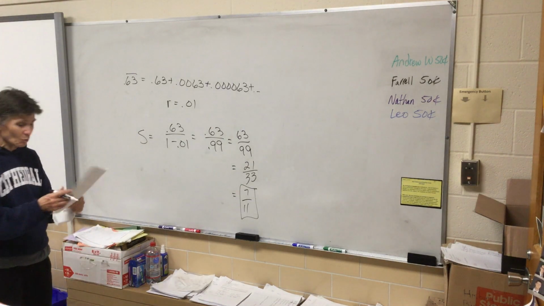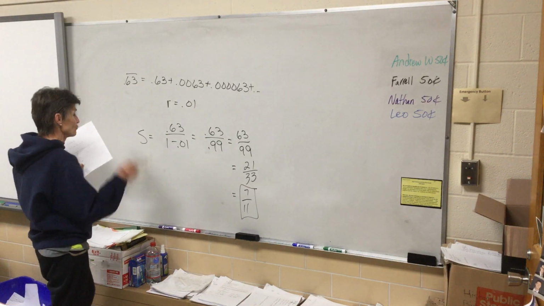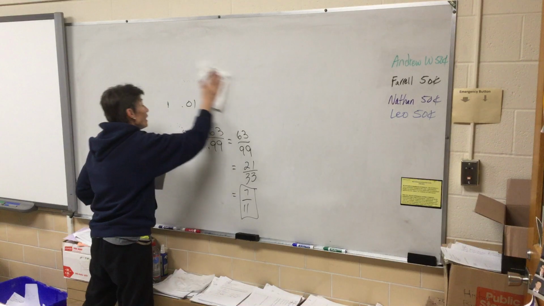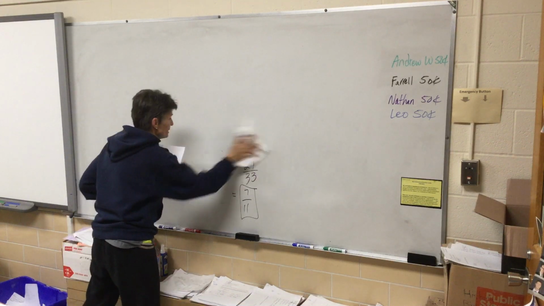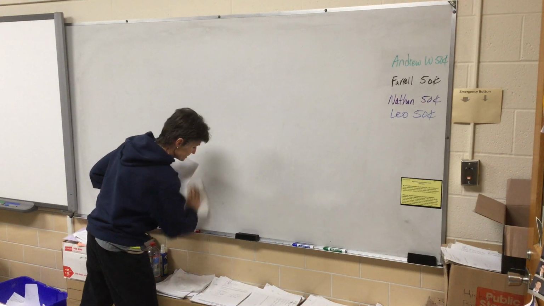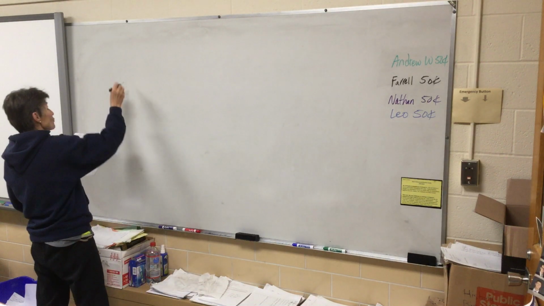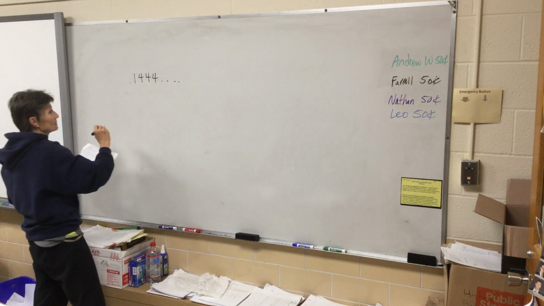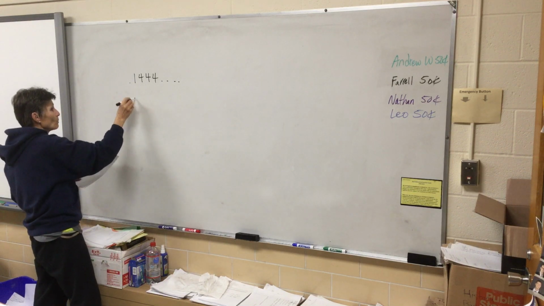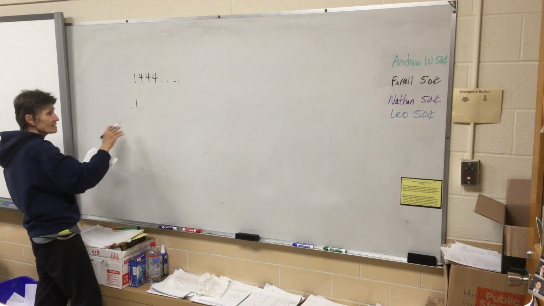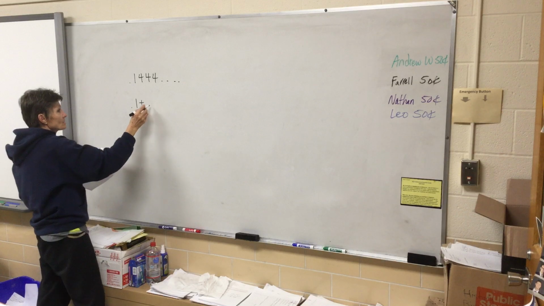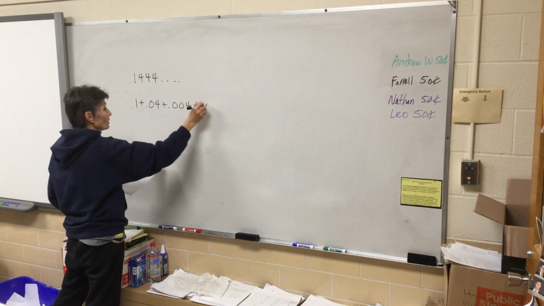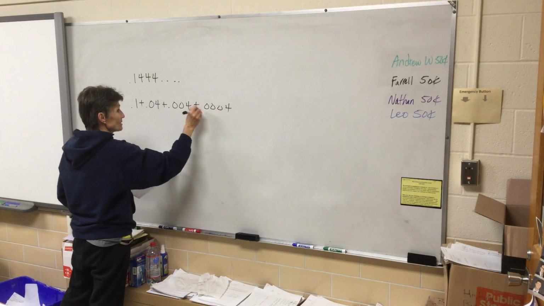Now, the next one is a little bit on the tricky side. Because while we can still write it as a series, there's a term in there that doesn't fit the pattern. So there's a 0.1, but that doesn't repeat. So then I have a 0.04, and then a 0.004, and a 0.0004, and so on.